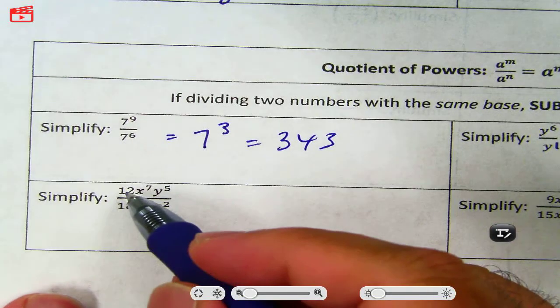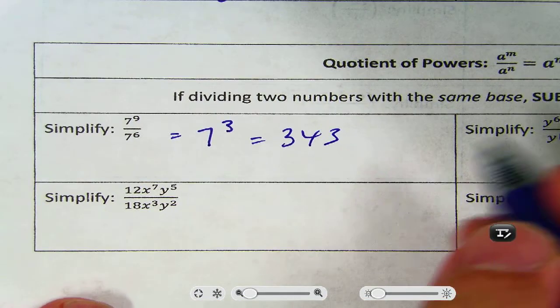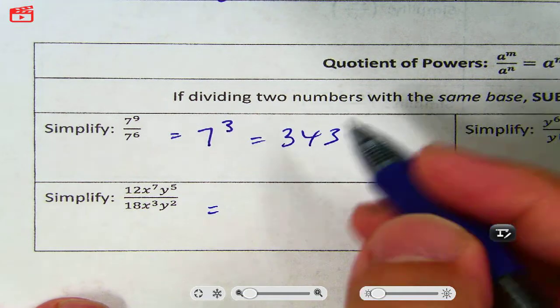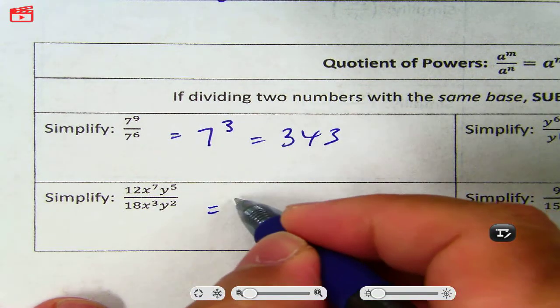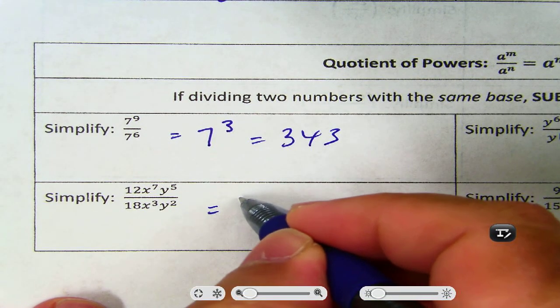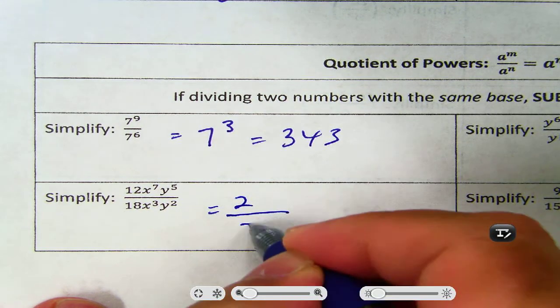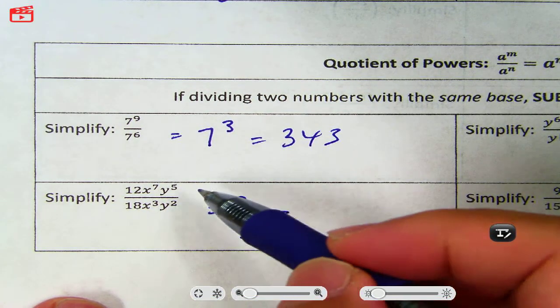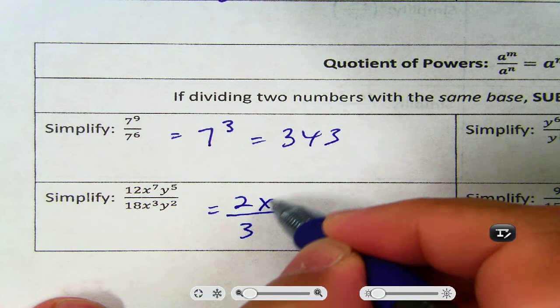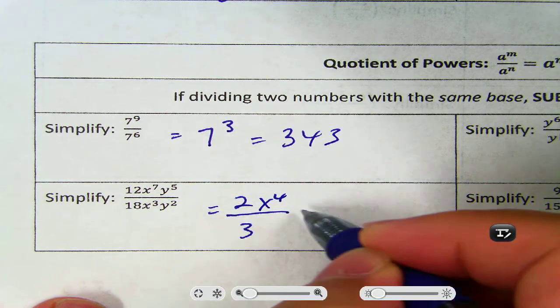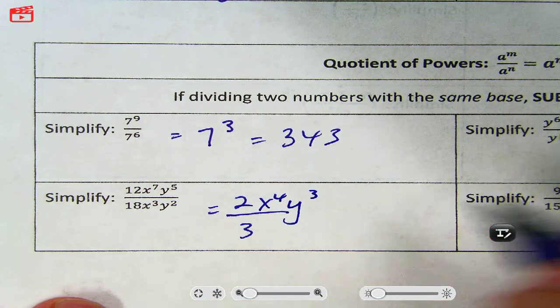Here, the 12 and the 18 are not exponents, they're just regular numbers. You reduce it like normal, 12 over 18. 6 goes into both 12 and 18, so it'll be 2/3. Subtract the exponents. 7 minus 3 is 4, so it's x to the 4th. 5 minus 2 is 3, so it's y to the 3rd. And that's it.